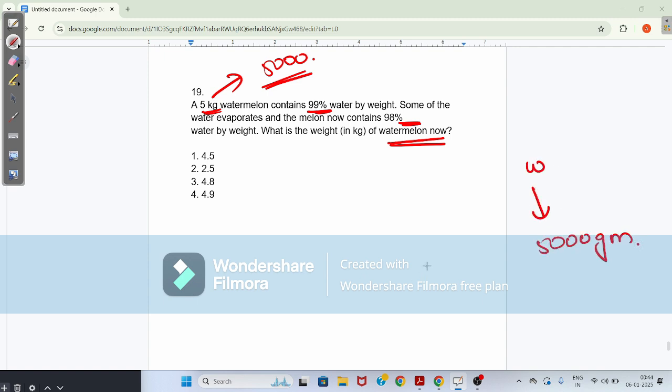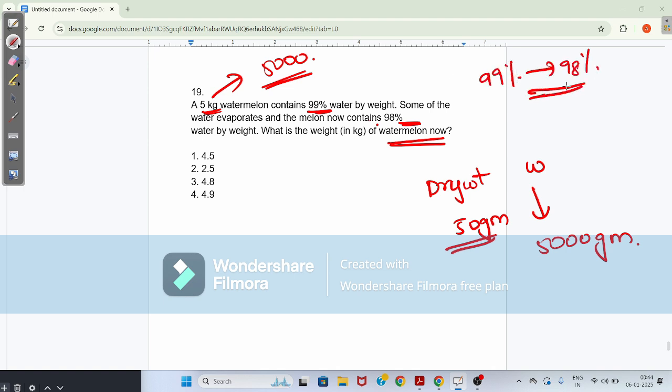Now the dry weight. The dry weight will be 50 grams, because 99 percentage to 98 percentage, only 1 percentage is decreased. So what is the gram here? 50 grams. So for the second weight, the water is 4950 grams, which is equal to 98 percentage.